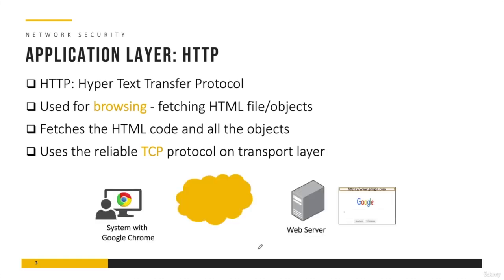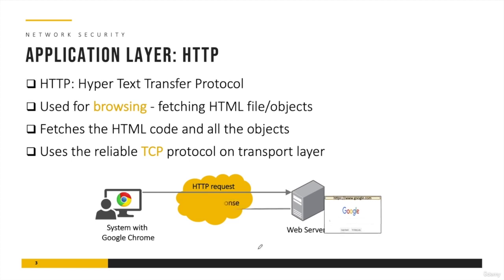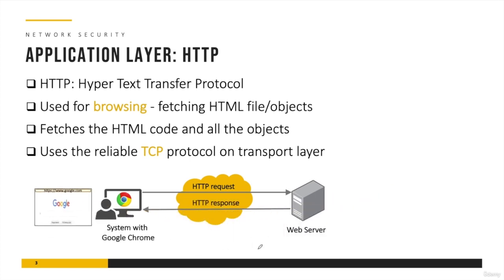Take an example. Suppose you're sitting on your system and running Google Chrome browser, and you want to go to Google homepage. Now the Google's homepage resides on a web server. So what you do is that you create an HTTP request and you send it to the web server. The web server is going to fetch the web page along with all the objects and send them back to you. And that's how the web page is rendered on your browser.